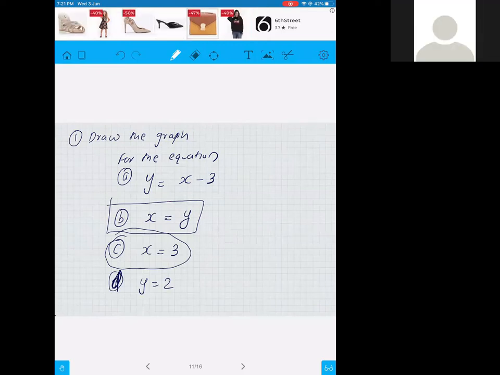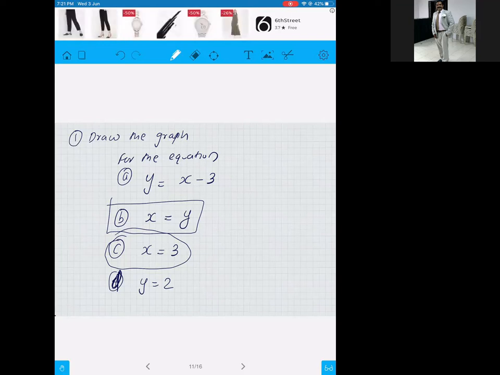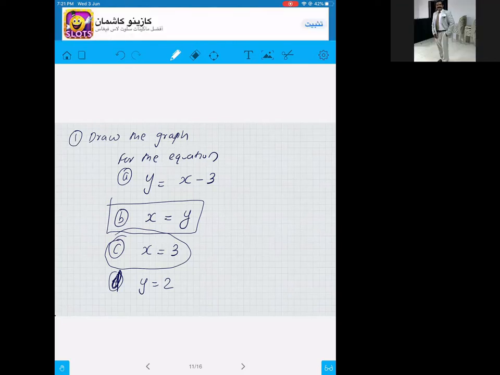x is equal to 3. We need to draw the graph for the equation x is equal to 3. What is the meaning of this? It means whatever value y is, x will stay the same. Very good. Whatever be the value of y, the value of x always remains what?